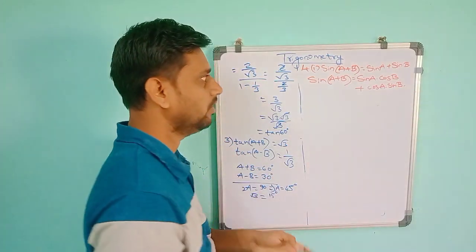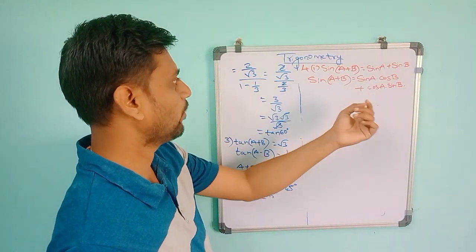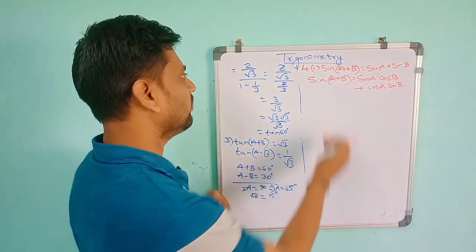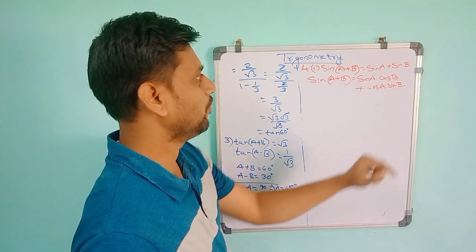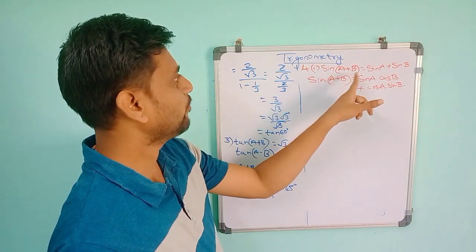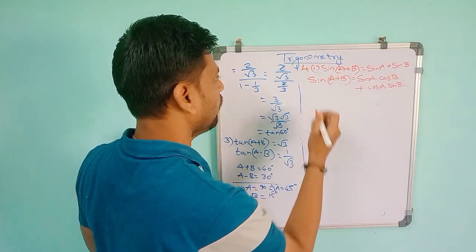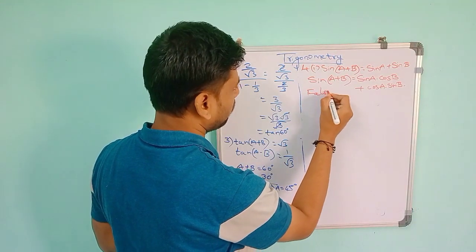Actually, this formula will come in the next chapter: sine of A plus B, cos of A plus B, like that. So sine of A plus B is nothing but sine A into cos B, plus, reversed, cos A into sine B. So this is the formula. But the given statement is sine of A plus B is equal to sine A plus sine B. So it is false. The answer is false.